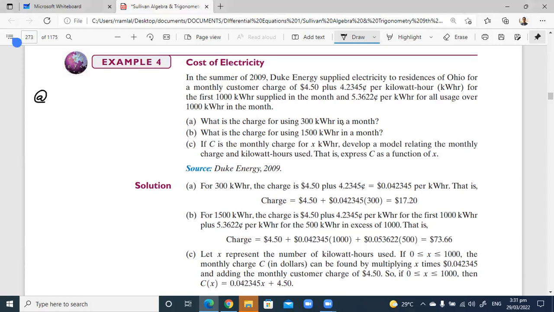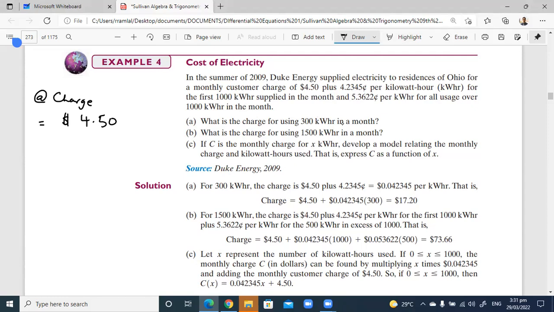So I'm going to work it out here. Your charge for 300 kilowatt hours, right? You guys follow along and let me know if you have questions. You must pay your fixed rate, which is $4.50, whether you use any current or not. You have to pay that fixed rate, right?